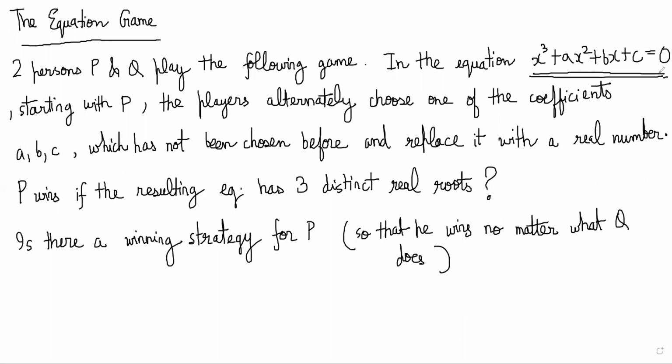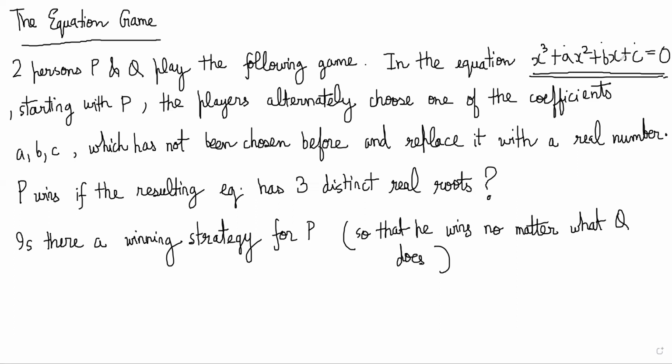Now, what is the game saying? You start with P, and P chooses any of A or B or C, and he can put a value for any of A or B or C, right? There are three unknown coefficients in this equation, A, B, and C. And P will start the game and assign a value to any one of those coefficients. He can say A is equal to 10. And then it is Q's turn, and Q can assign a value to any other coefficient, like B or C. You cannot choose the same coefficient that the previous person has chosen. So if P has chosen A and put a value for A, then Q will choose either B or C.